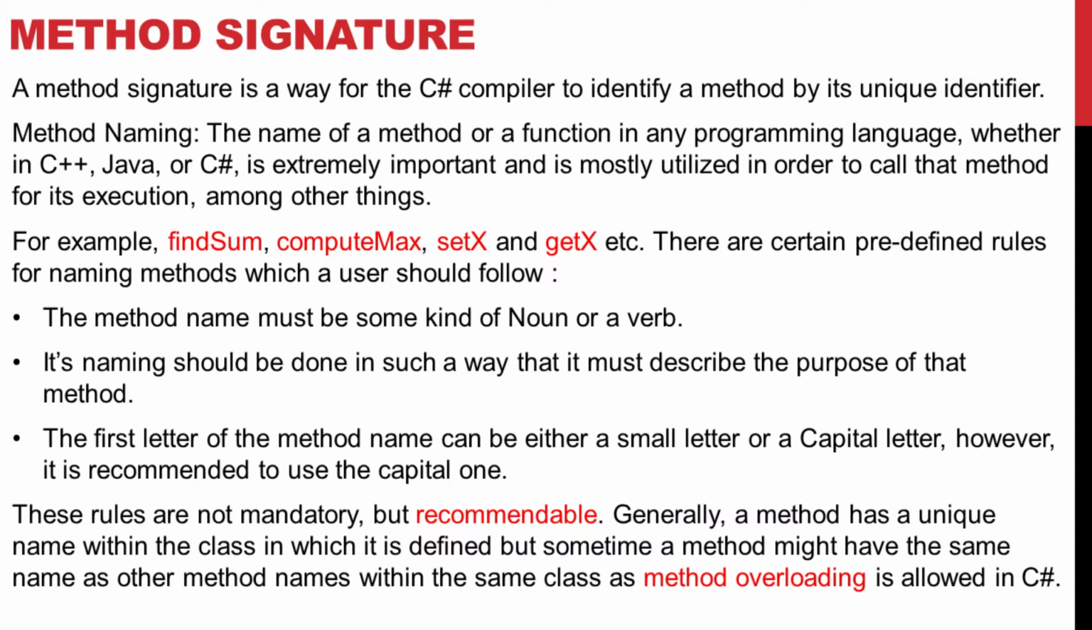Generally, a method has a unique name within the class in which it is defined, but sometimes a method might have the same name as other methods within the same class, as method overloading is allowed in C#.